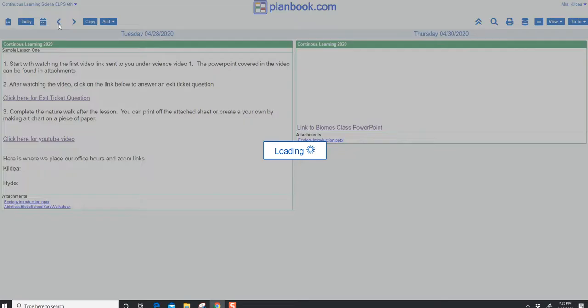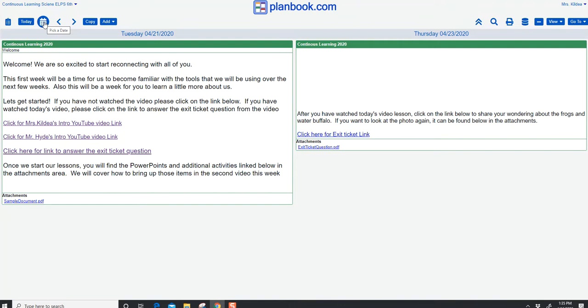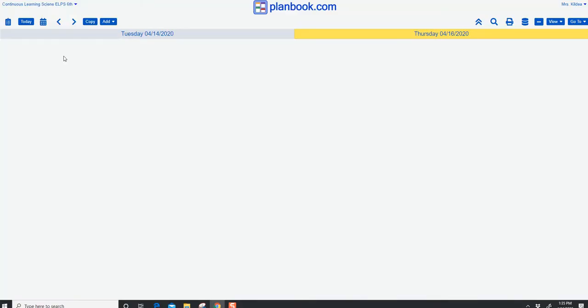depending on if you try to work ahead. Also, if you wanted to go to a certain day, you can click on the calendar icon and it will bring up a calendar of April. If you go ahead and click on the day that you're interested in, it will take you right to that day. Just be mindful that the lessons are only posted on Tuesdays and Thursdays. So if you were to click in a day of the week that was something like a Wednesday, you might find that there isn't going to be a lesson posted because they're only posted under Tuesdays and Thursdays. I can always go back to today's date by clicking on the word today.